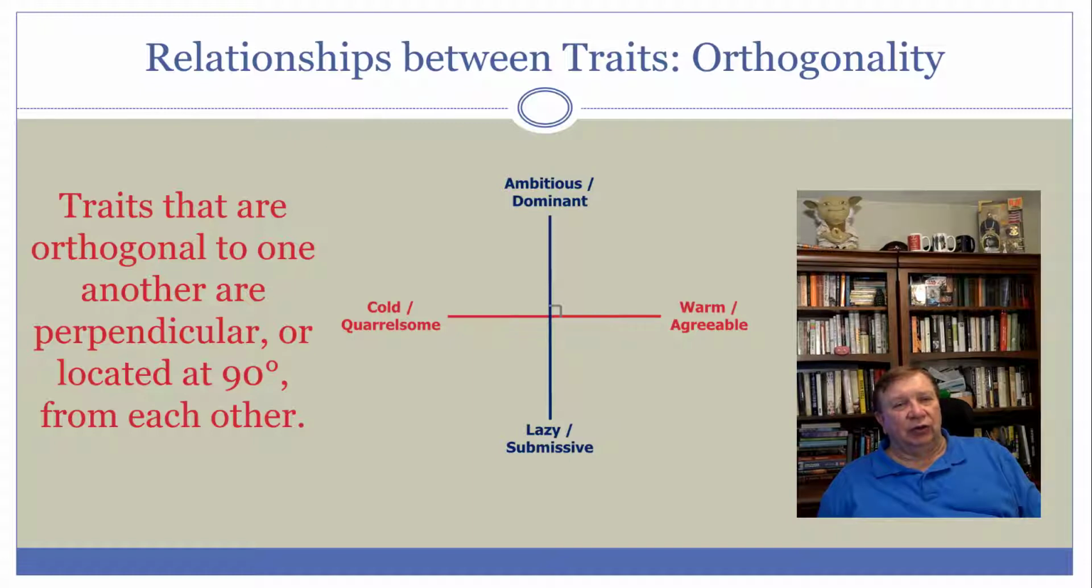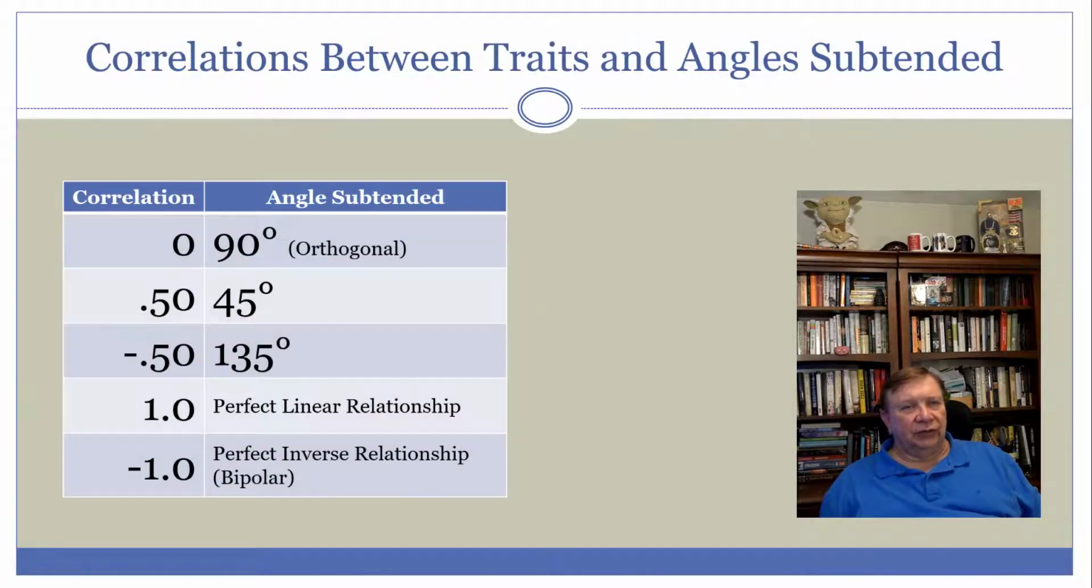And knowing a score on one trait gives you no clue as to an individual's score on the other trait. Although we can do some cool things with this orthogonality that we'll talk about later. So I'm just showing you the relationships right now between traits. So just to kind of get you thinking about things, and we'll come back to this later. Two traits that are orthogonal with each other or 90 degrees have a correlation of 0.